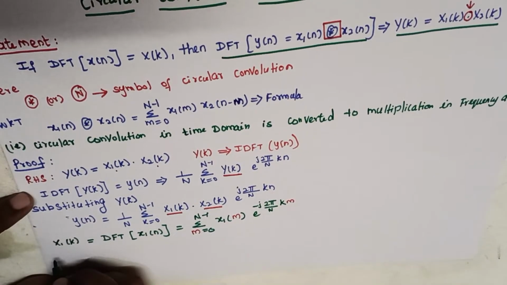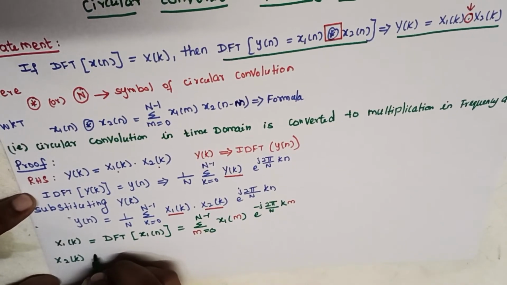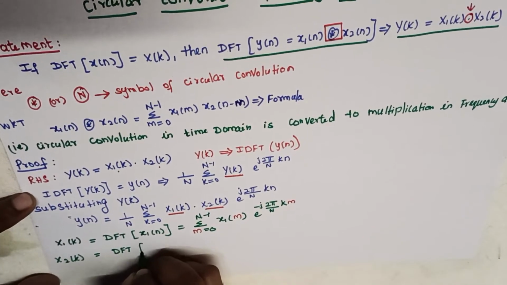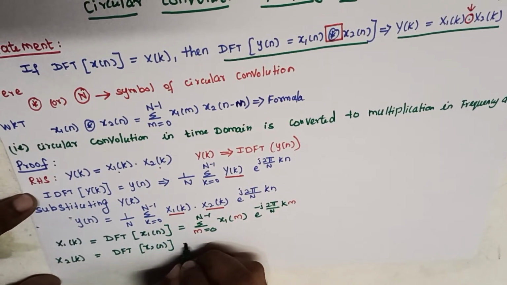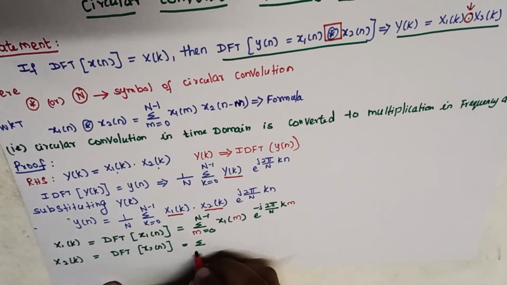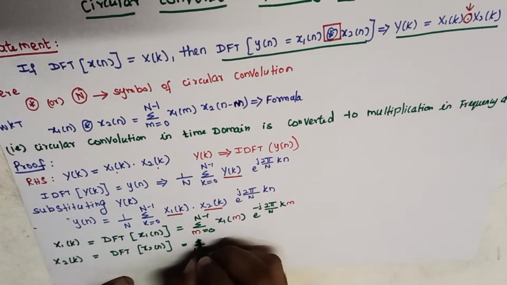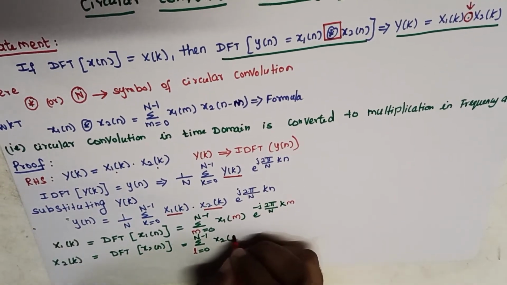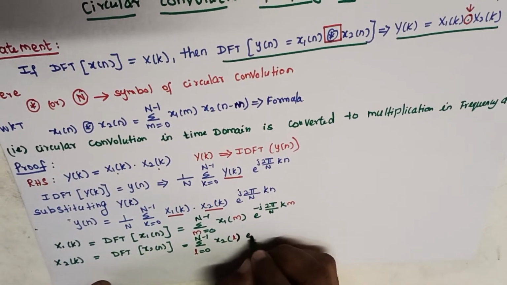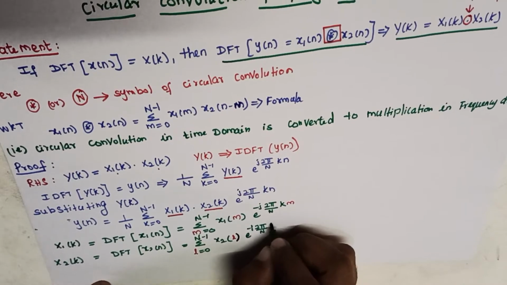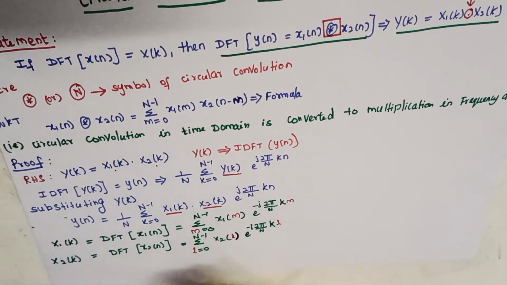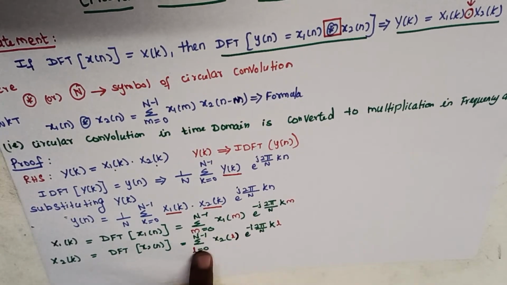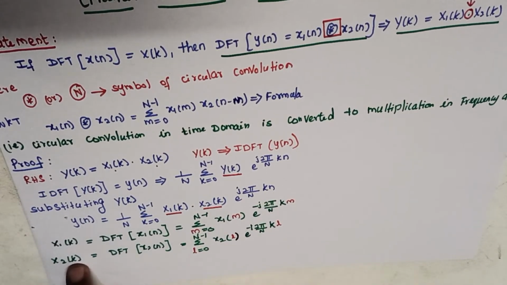Same way, we can write x2 of k as the DFT of x2 of n, the formula for which is summation L is equal to 0 to n minus 1 x2 of L e power minus j 2 pi by n k L. Again, to differentiate between the variables in the summation, for x2 of k, we have used the variable L. Now we have got x1 of k and x2 of k.